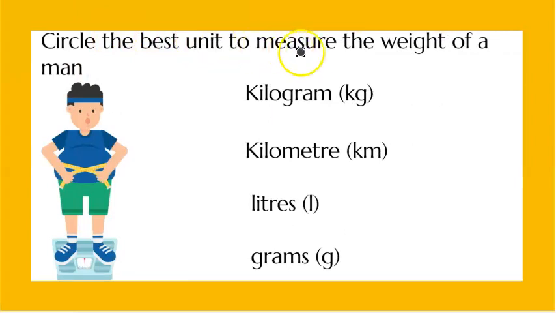Now circle the best unit to measure the weight of a man. A man cannot be measured in kilometers. We only measure distance in kilometers, liters in volume. Grams is too small to measure the weight of a man. So the best unit for measuring the weight of a man is kilogram.